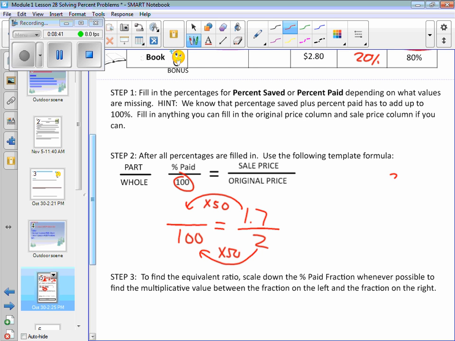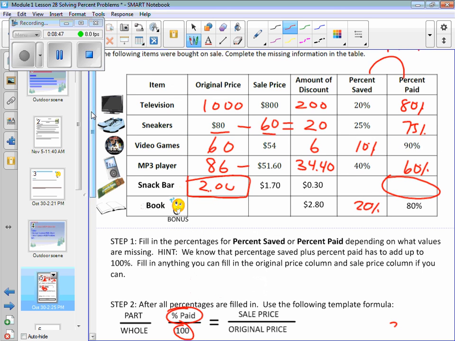Remember, this piece here that we're trying to figure out represents this. That's my percent paid. 85%. Then this becomes easy because, as you know, this and this have to add up to 100. And that is done.